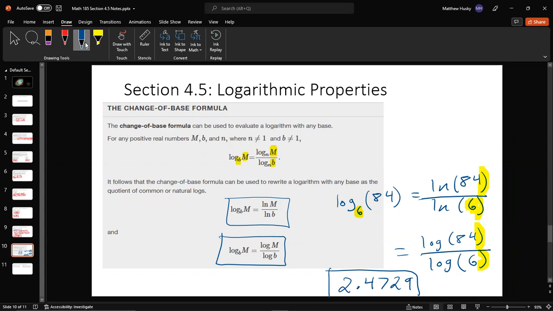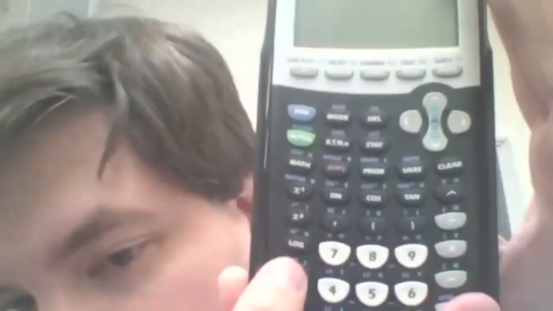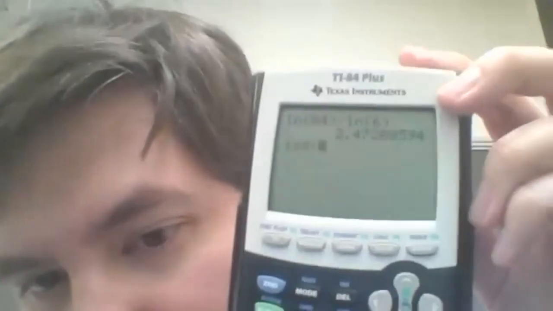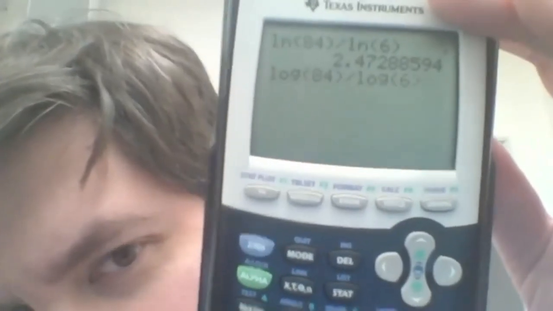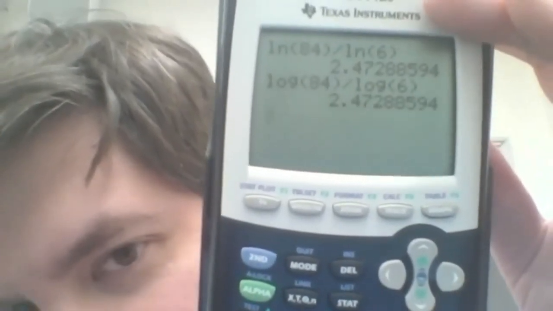Fun fact: if you do that using the log key, you will get the same answer. So the log key is right here. If you do log 84, close the parentheses, divided by log of 6, there it is using logs instead of ln. But lo and behold, you get the exact same answer.